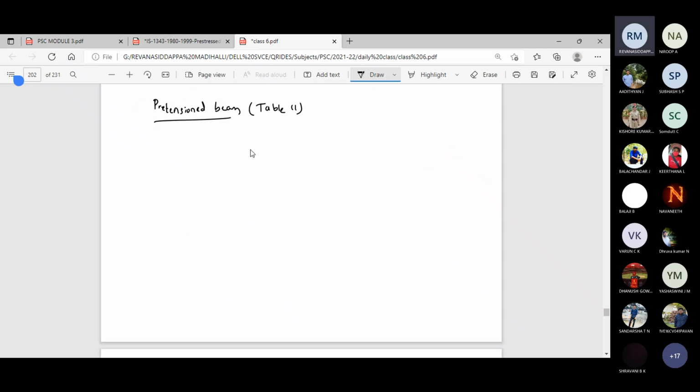You can find the area of pre-stressing steel. Area of pre-stressing steel, Ap, is equal to: there are 4 bars having 7 mm diameter. Pi d square by 4 is the area of 1 bar, into 4 bars will give total area of pre-stressing steel, that is 154 mm square.